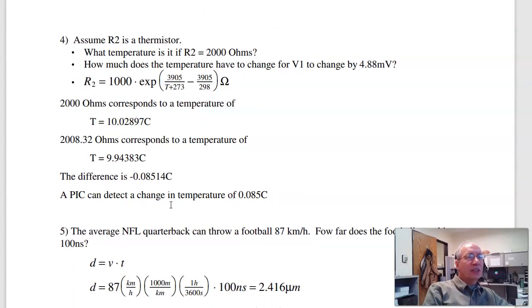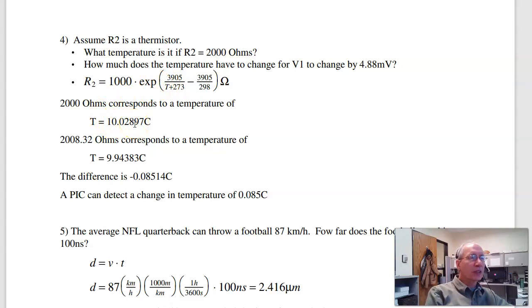If I change that resistor to a temperature sensor, in your lab kit there's a thermistor. This is the relationship between resistance and temperature, where T is temperature in degrees C. As temperature changes, resistance changes. If I can measure the resistance, I can measure the temperature. At 2000 ohms, the corresponding temperature is 10.02 degrees Celsius.